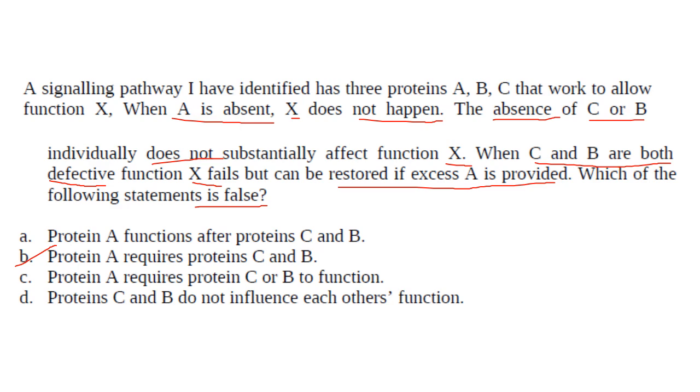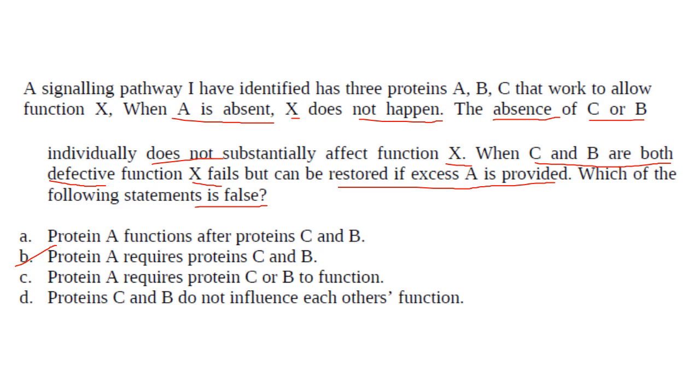A signaling pathway I have identified has three proteins A, B, C that work to allow function X. When A is absent, X does not happen. The absence of C or B individually does not substantially affect function X. When C and B are both defective, function X fails but can be restored if excess A is provided. Which of the following statements is false?